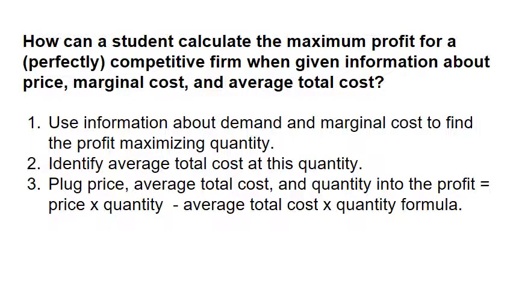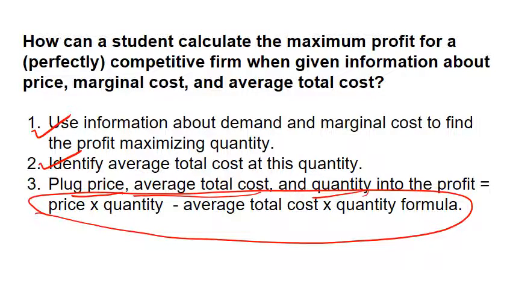This means that a student can calculate the maximum profit for a perfect competitor when given information about price, marginal cost, and average total cost, by following 3 simple steps. First, use information about demand and marginal cost to find the profit maximizing quantity. Second, identify average total cost at this quantity. And then just plug and chug. Plug in price, average total cost, and quantity into the formula. Profit equals price times quantity minus average total cost times quantity.